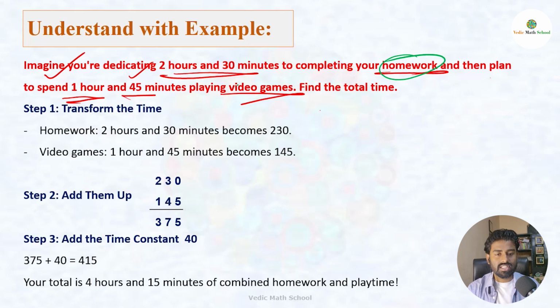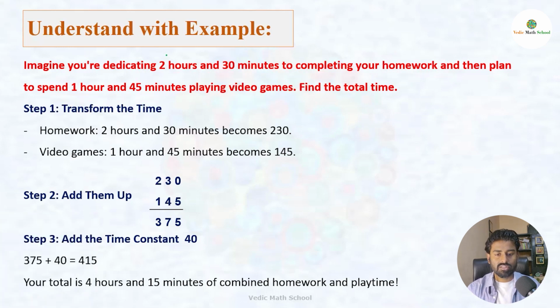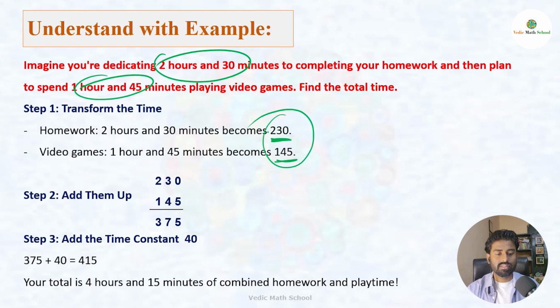So it's very easy using Vedic maths. What I'm going to do here is write this 2 hours 30 minutes as it is, 230, and this 1 hour 45 minutes as 145. Simple. I'm not going to convert anything. I'm simply adding it, and after the addition I get 375, because 5 plus 0 is 5, 4 plus 3 is 7, and 2 plus 1 is 3. So I got 375.